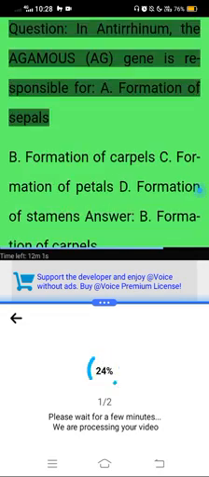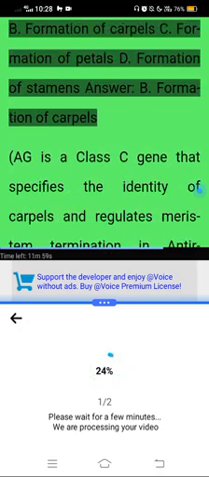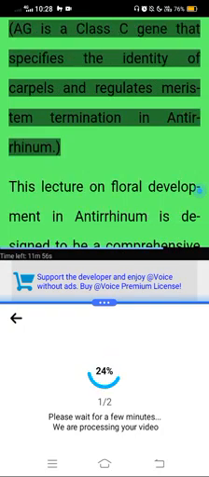CSIR NET June 2019. Question: In Antirrhinum, the AGAMOUS, AG, gene is responsible for: A. Formation of sepals. B. Formation of carpels. C. Formation of petals. D. Formation of stamens. Answer: B. Formation of carpels. AG is a class C gene that specifies the identity of carpels and regulates meristem termination in Antirrhinum.